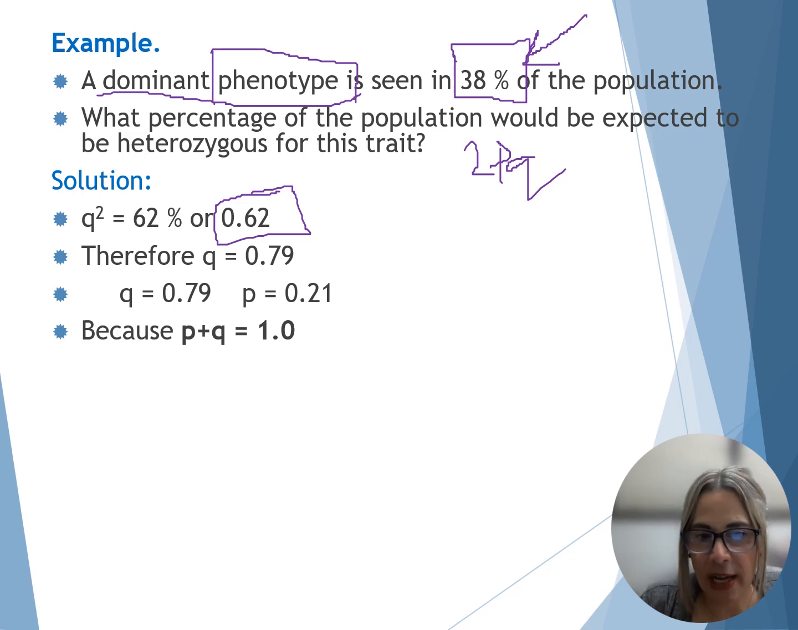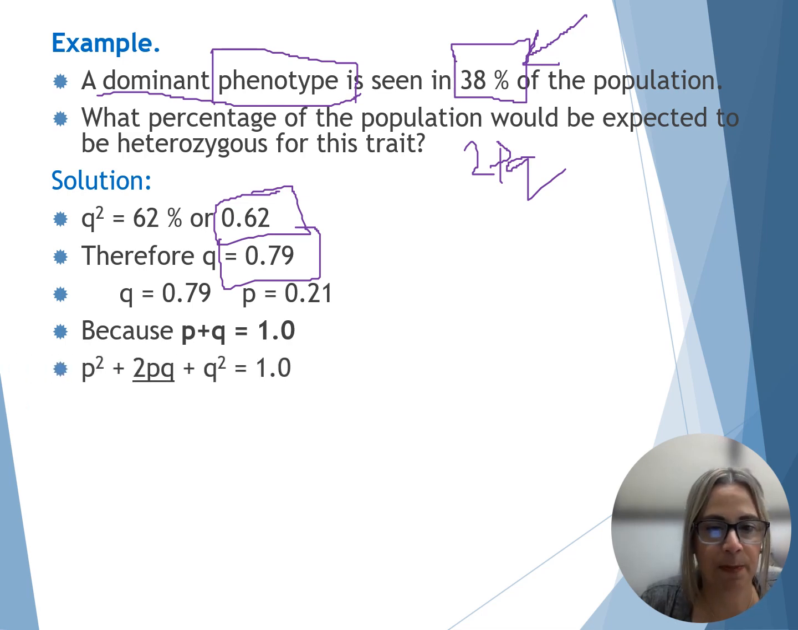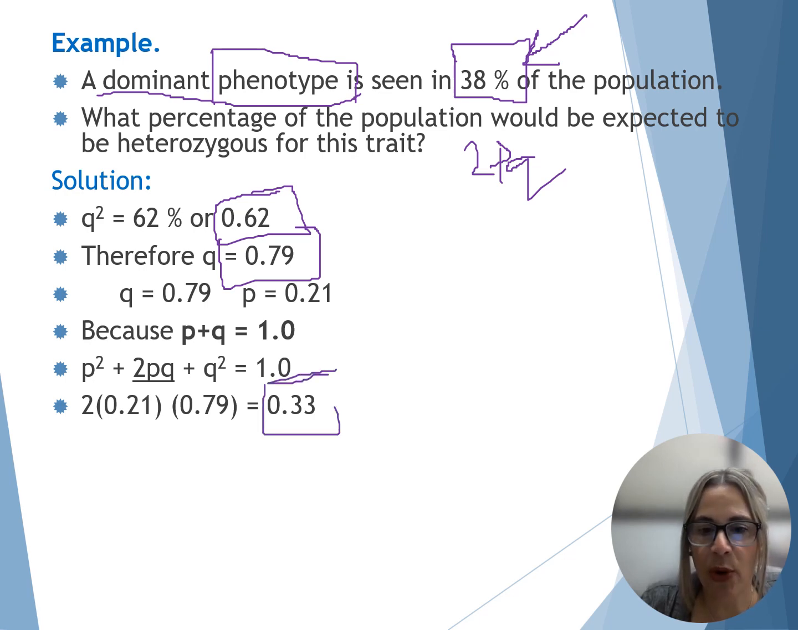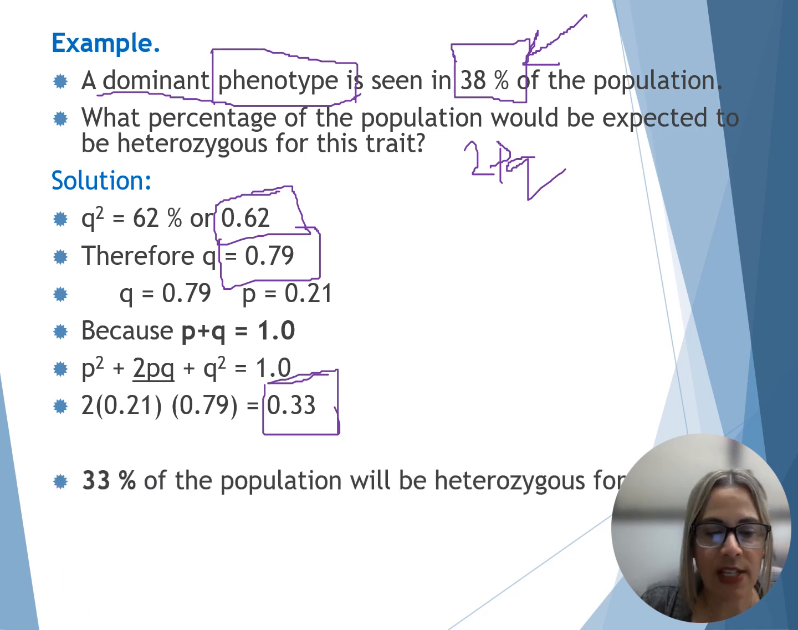And that, of course, is because once we get our value for q, which is 0.79, we can subtract that from 1, and we get 0.21 for p. 2pq, remember, is how we find out our heterozygous individuals in the population. And so 2 times 0.21, which is p, and then times 0.79, which is q, and that gives us 0.33. So obviously that means that 33% of the population will be heterozygous for that particular trait.